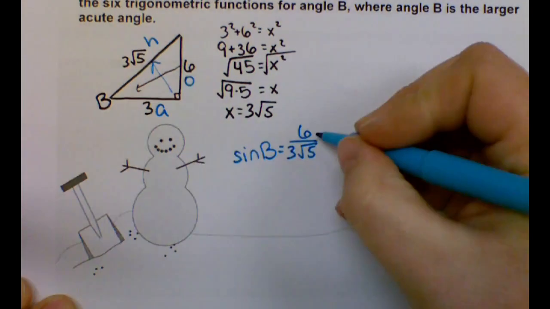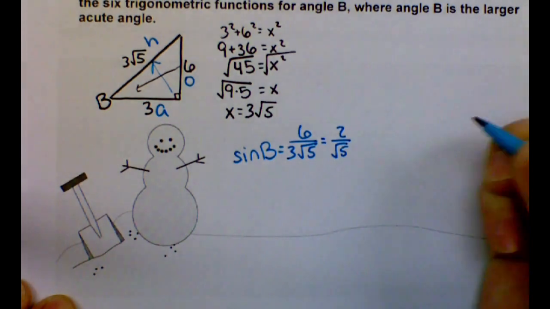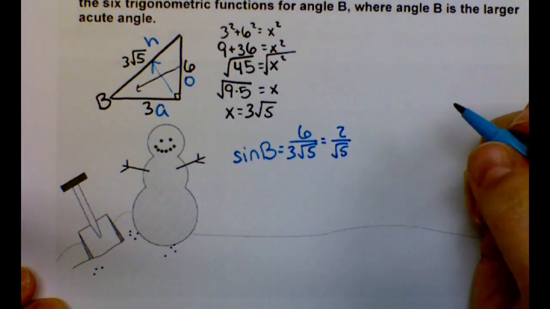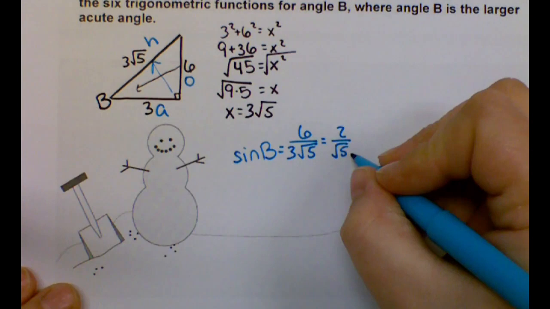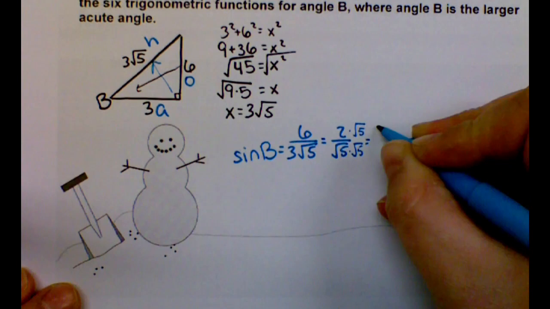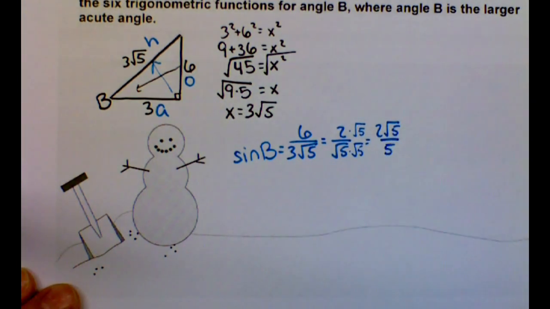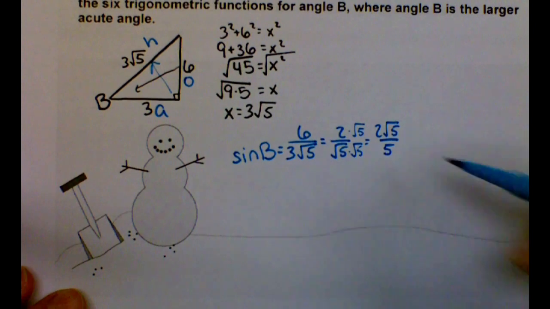Well, the 6 and the 3 simplify to a 2 and a 1. So I have 2 over the square root of 5, but we don't leave square roots in the denominator, so we'll multiply it on the top and bottom, and we get 2 square root 5 over 5. There's our sine. Let's actually go straight into our cosecant right away.